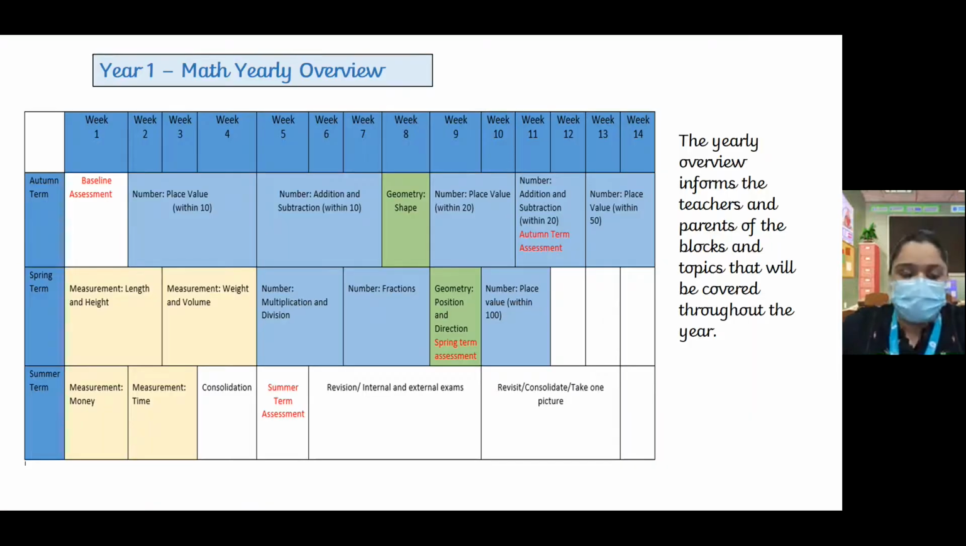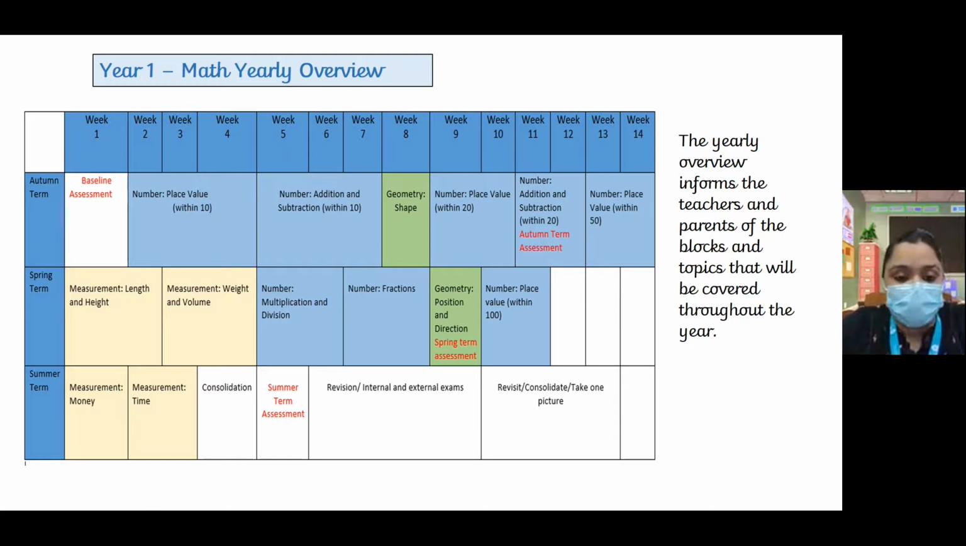In maths, there is a yearly overview. The yearly overview helps the teachers and the parents to understand the different topics and the blocks that would be covered throughout the year in that particular year group. For example, number place value within 10 would be covered in week 2, week 3, week 4 in the autumn term.